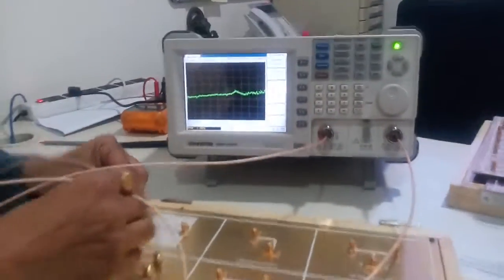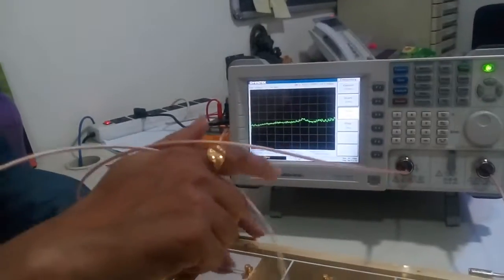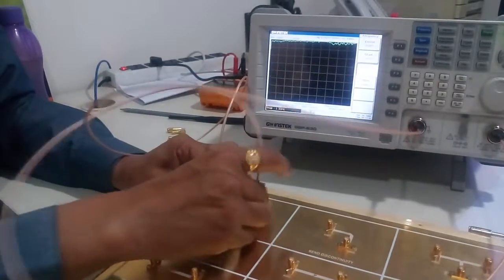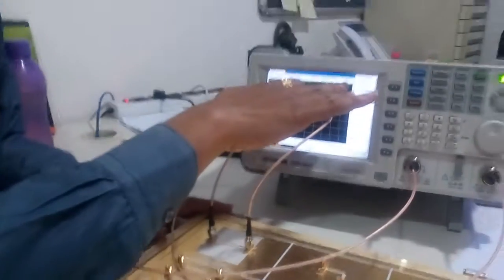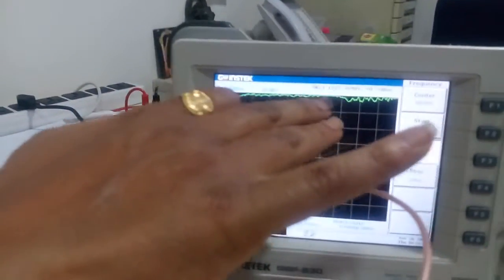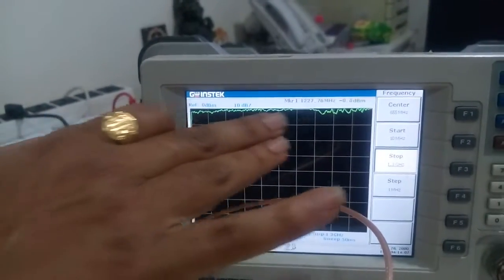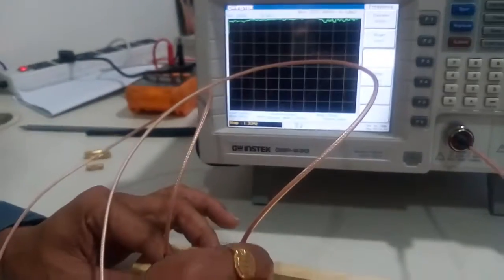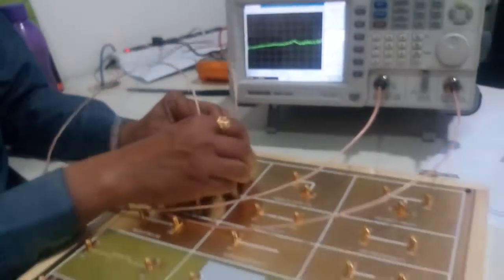Frequency again we keep from the lower side to the higher side, 10 megahertz to 1.3 gigahertz. Okay, so we are getting almost straight lines here. There is 0.5 dB, 0.6 dB loss, and on the higher frequency side you can also observe the flatness. It is mainly made for high frequency, so you are getting very low insertion loss with the CPW with ground. Now we are connecting CPW with no ground.